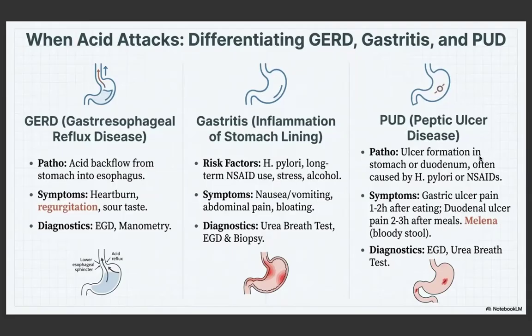And then for PUD, these are actual ulcers that have formed in the stomach lining. People who take a lot of NSAIDs can get this. This is our upper GI bleed. Also, H. pylori can cause this, as well as a lot of stress. These individuals get pain after eating, and because it's an upper GI bleed, they may have bloody stools, and they're also going to do that urea breath test.